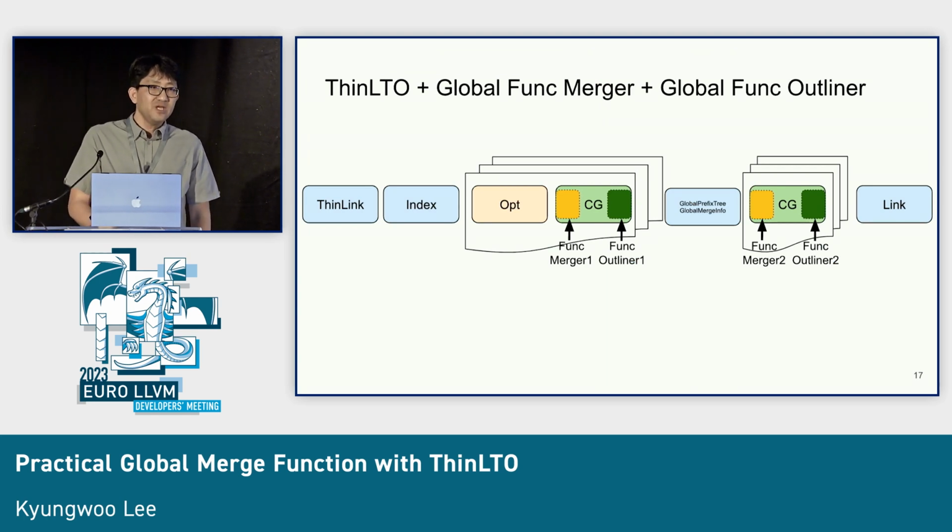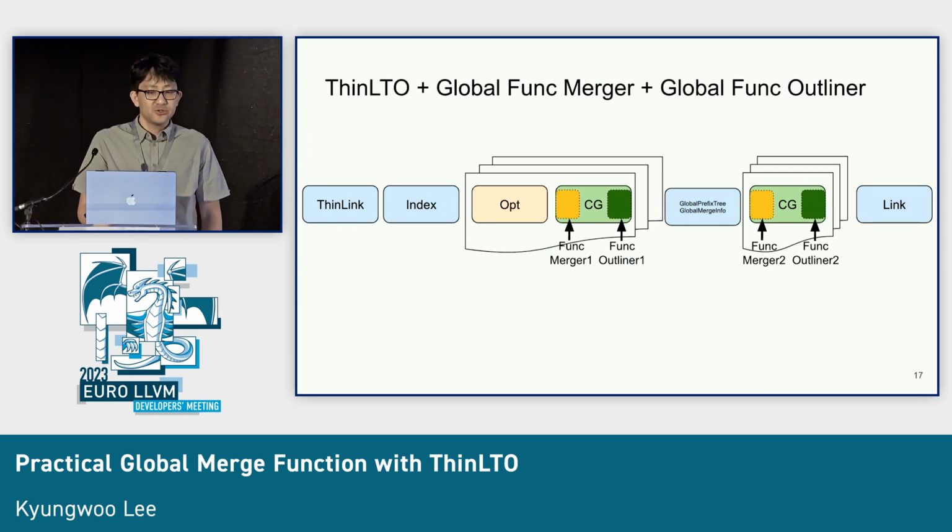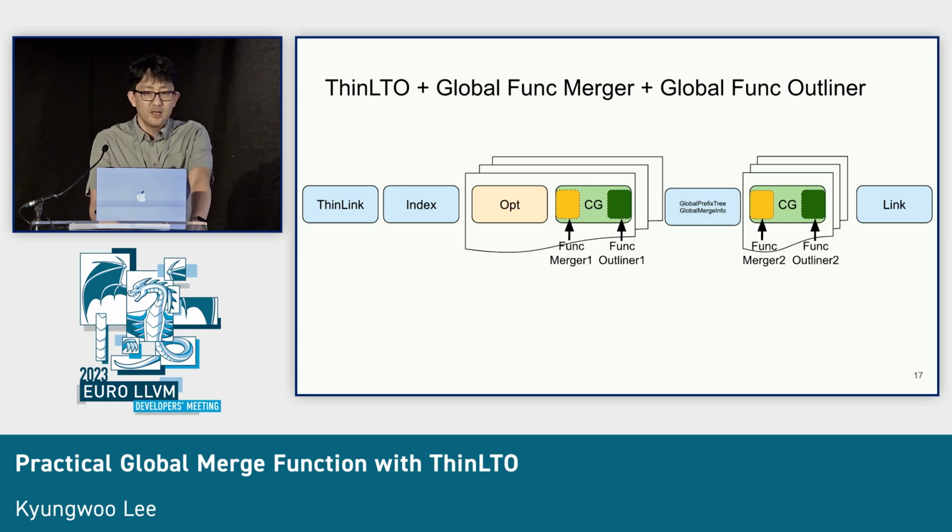So what if we enable both the global function merger and the global function outliner? The design looks like this. You can actually use the same two-codegen-run framework, which produces two codegen artifacts: the global prefix tree and the global merge information.